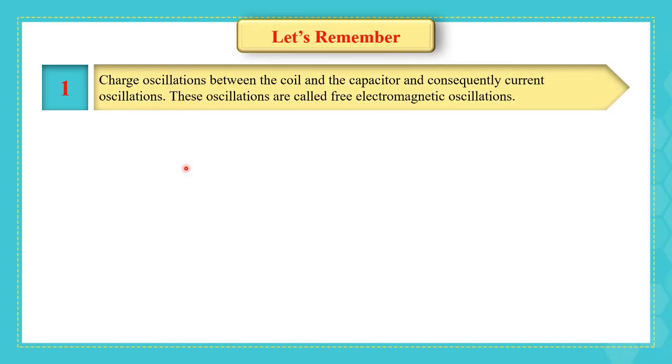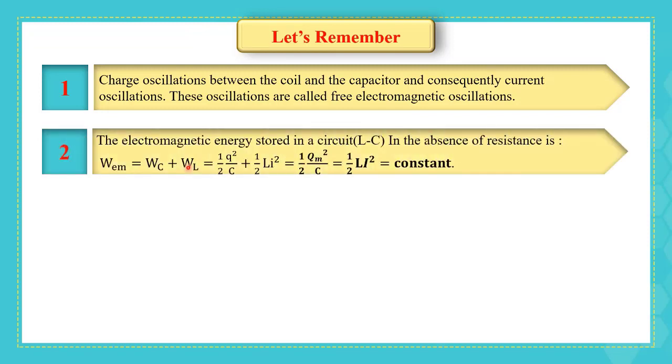Let's remember first charge oscillations between the coil and the capacitor and consequently current oscillations. These oscillations are called free electromagnetic oscillations. The electromagnetic energy stored in a circuit LC in the absence of resistance is W electromagnetic equal W electric plus W magnetic, equal half Q squared over C plus half L i squared, equal to half Q maximum squared over C or half L i maximum squared, and it will be constant.